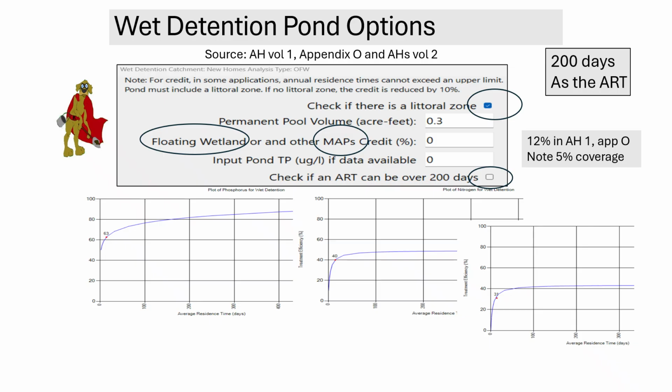Beyond the ART, other design choices include the incorporation of a littoral zone, the strategic placement of floating wetlands, or the use of other managed aquatic plants, such as an expanded littoral zone. Specific guidance regarding features like floating wetlands is provided within the applicant's handbook. Regardless of which plant options you choose, whether floating wetlands or littoral zone plants are utilized, it is crucial to remember that all these pond systems require ongoing maintenance to ensure their continued effectiveness.